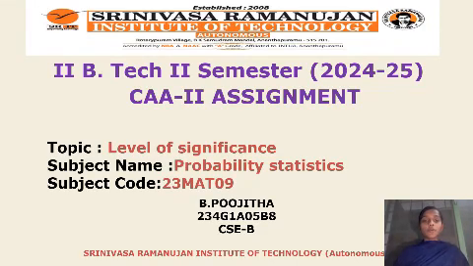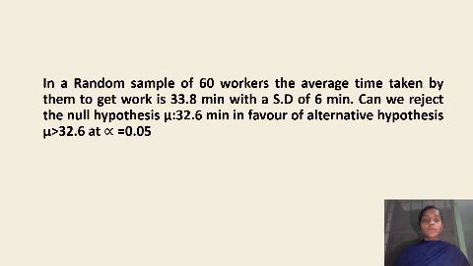Here I am presenting the topic of level of significance from the subject probability and statistics. We are going to a problem statement. In a random sample of 60 workers, the average time taken by them to get to work is 33.8 minutes with a standard deviation of 6 minutes. Can we reject the null hypothesis mu equals 32.6 minutes in favor of the alternative hypothesis that mu is greater than 32.6 at alpha equals 0.05?